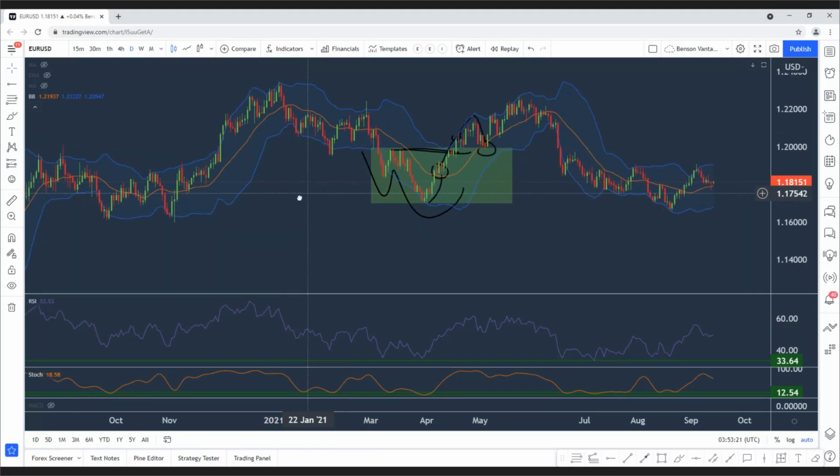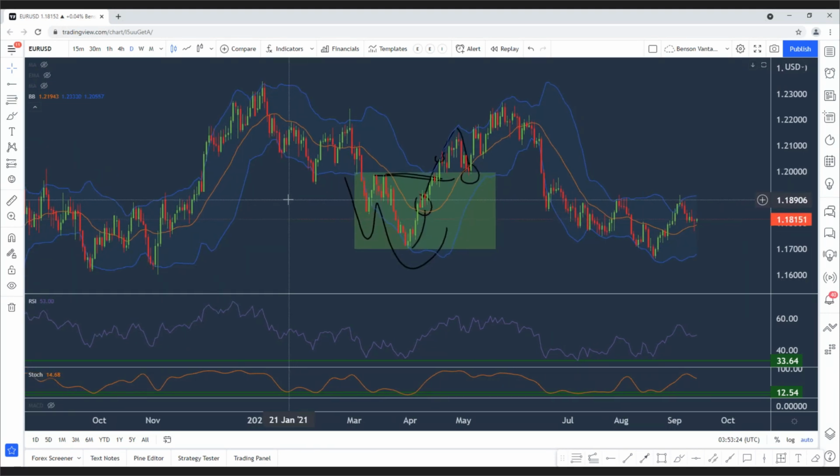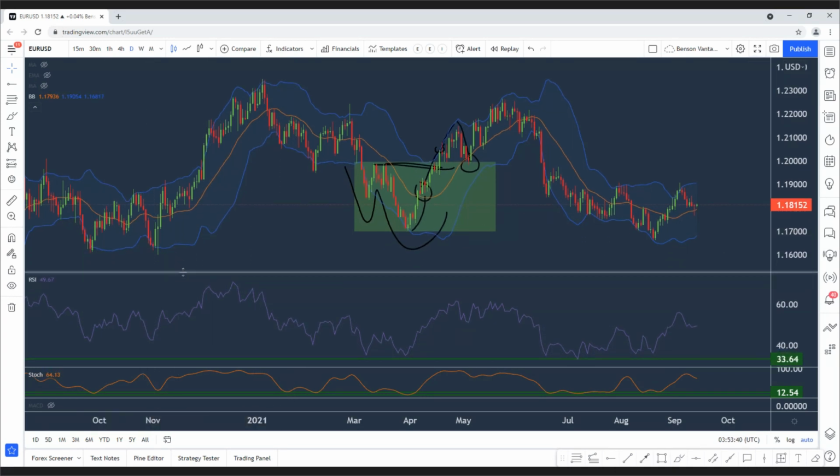Likewise, if you use the Bollinger Band together with other common indicators like RSI and stochastic, it will be more powerful to determine whether that level is a strong support or resistance level. Let me give you some example. I've opened up the RSI and stochastic over here.